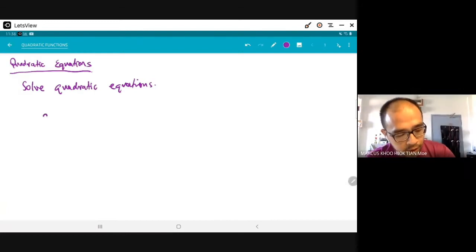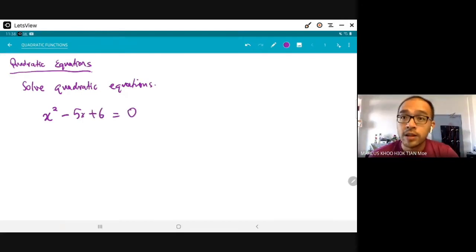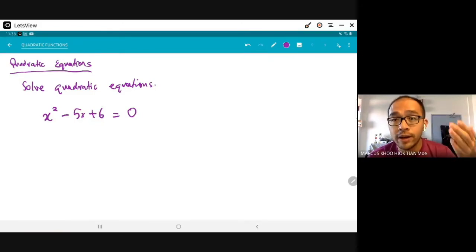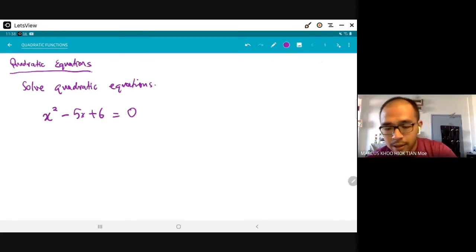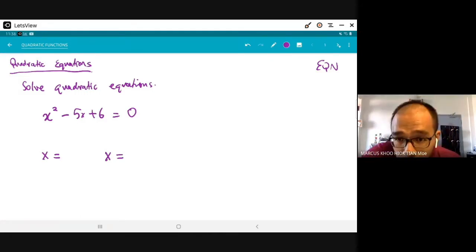So, for example, if I give you a quadratic equation, x squared minus 5x plus 6 equals 0, and then I ask you to solve. Solve maksudnya find the value of x. Sebelum ini apa yang kamu pakai? Kamu pakai calculator and then you use EQN. Can you tell me the answer for this? x equals to? Terence says 3 and 2. So x equals 3 and x equals 2.